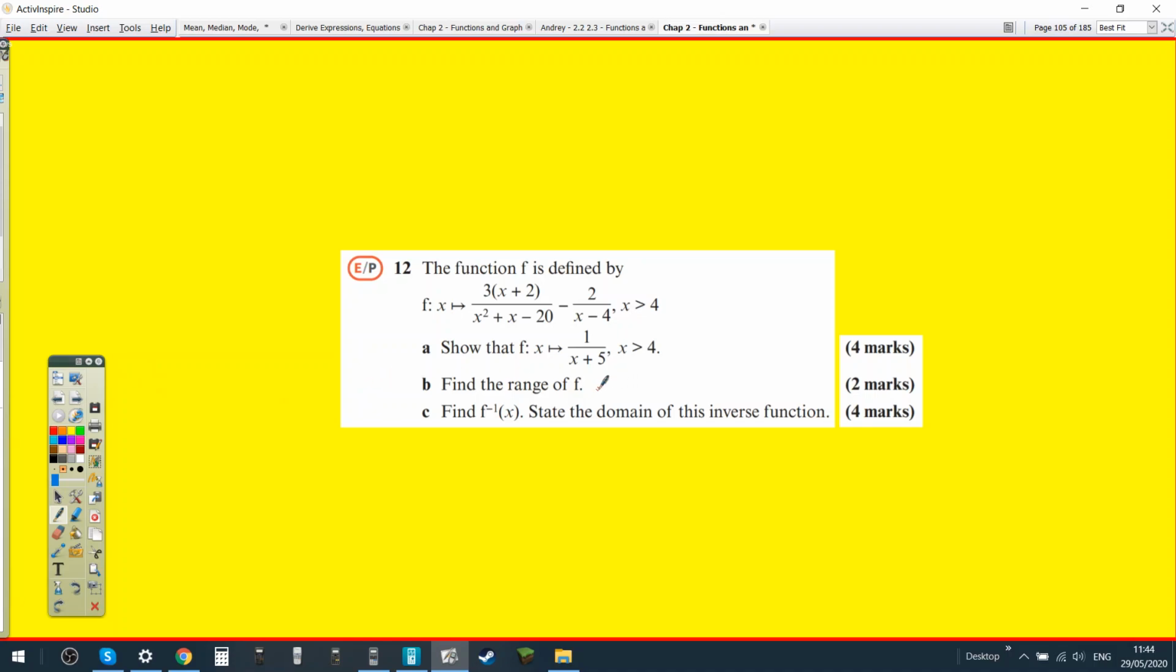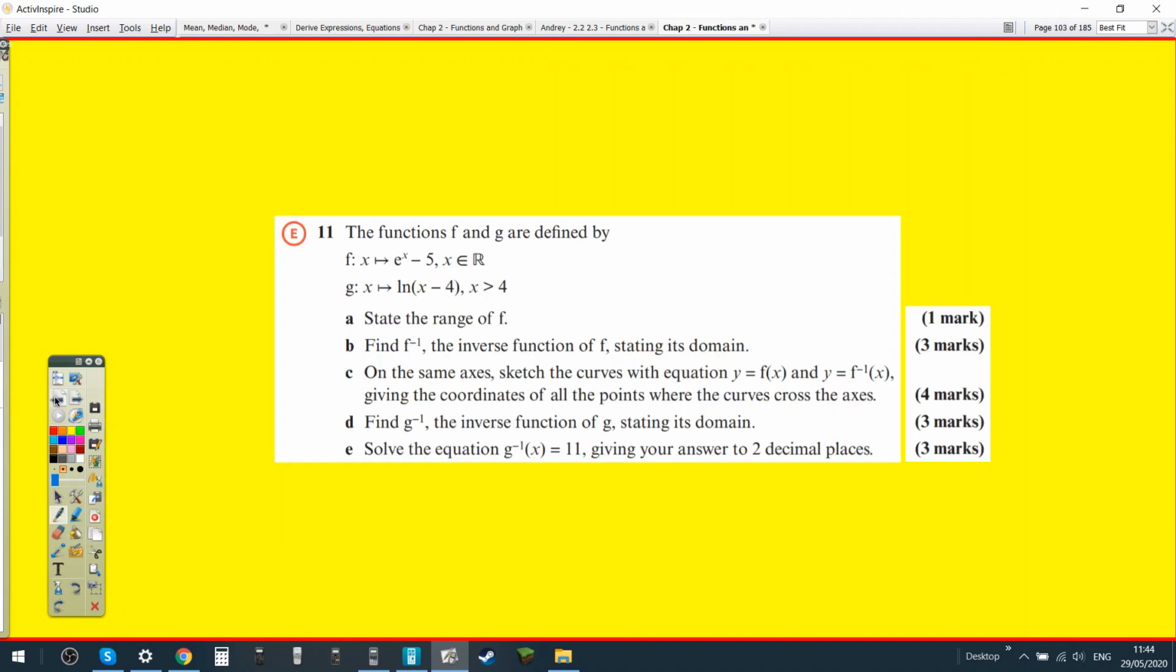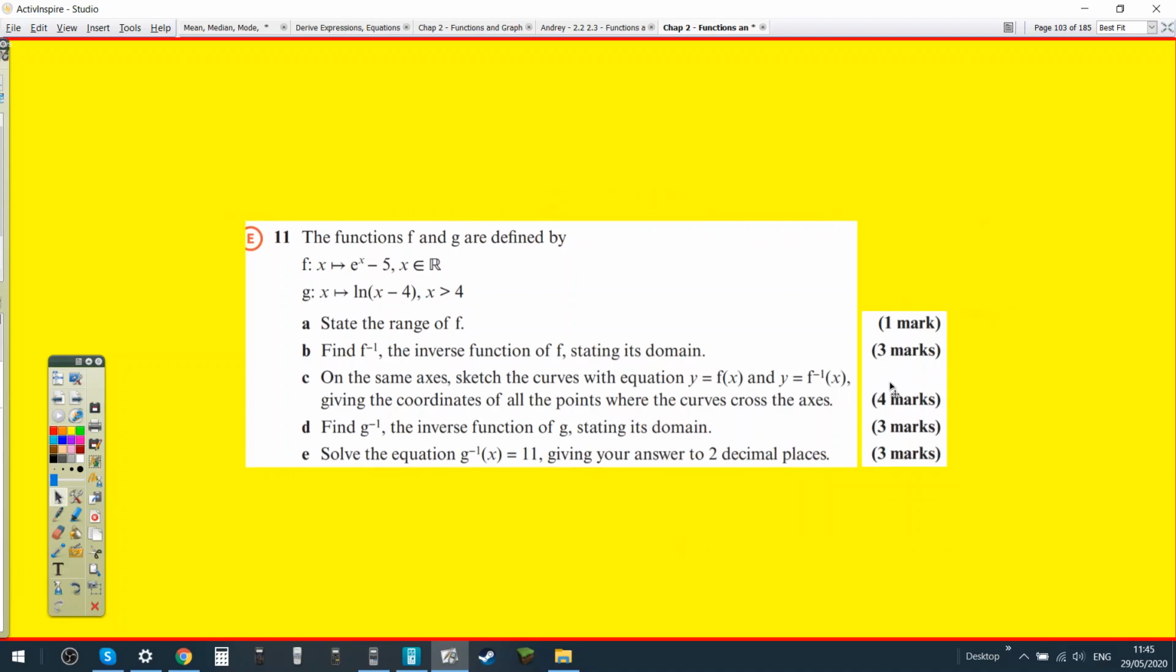What's the answer for question B for this one? Y is greater than 4. Yeah. And then find f inverse of x. Yeah, it's just similar. Okay, we'll just do the most challenging one, which is one of these, which is with e and ln.